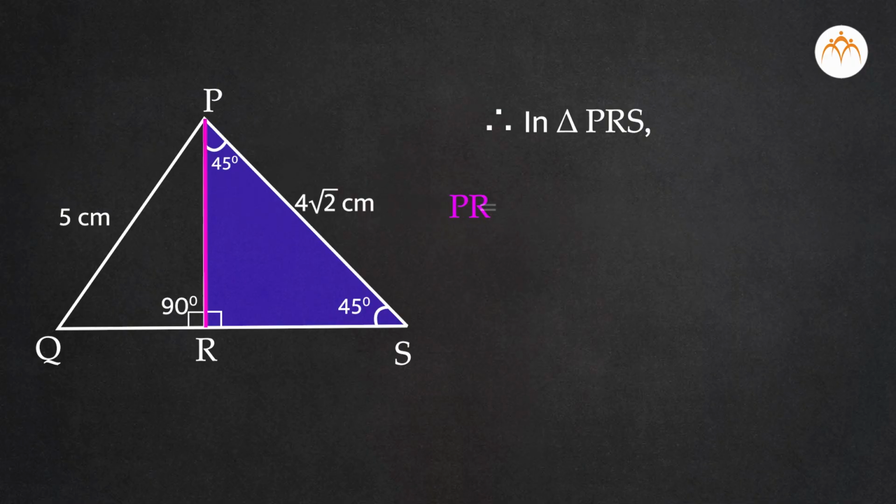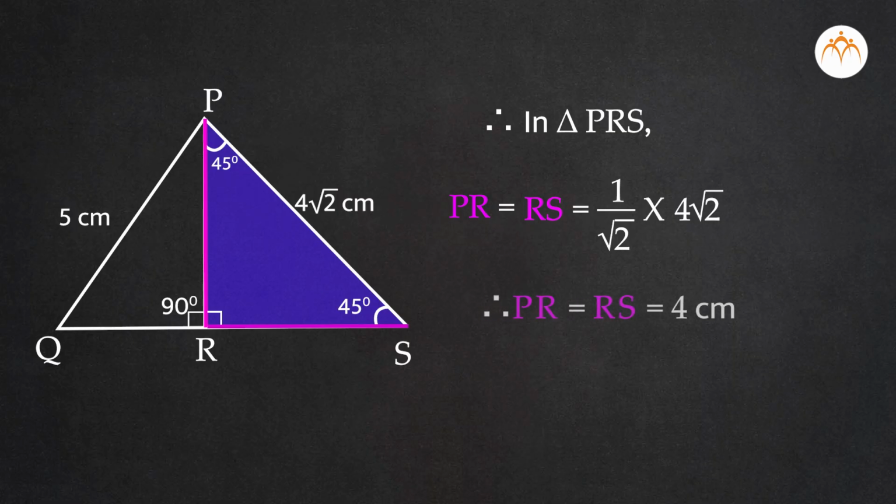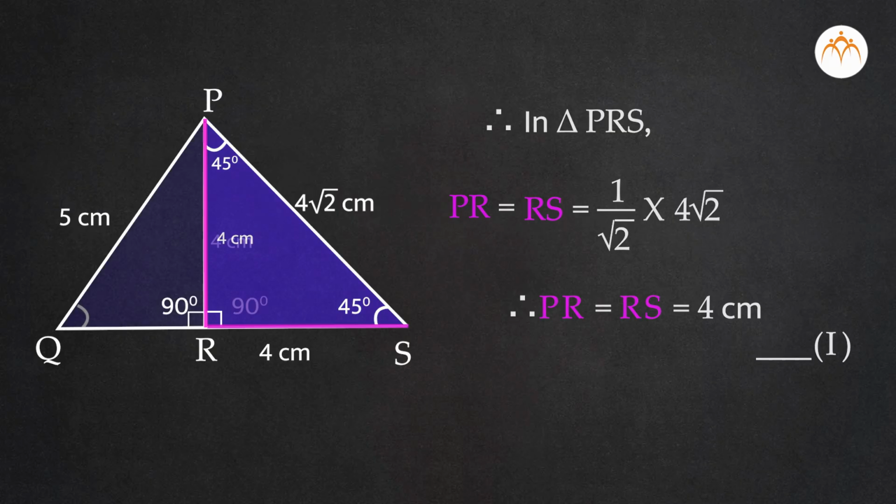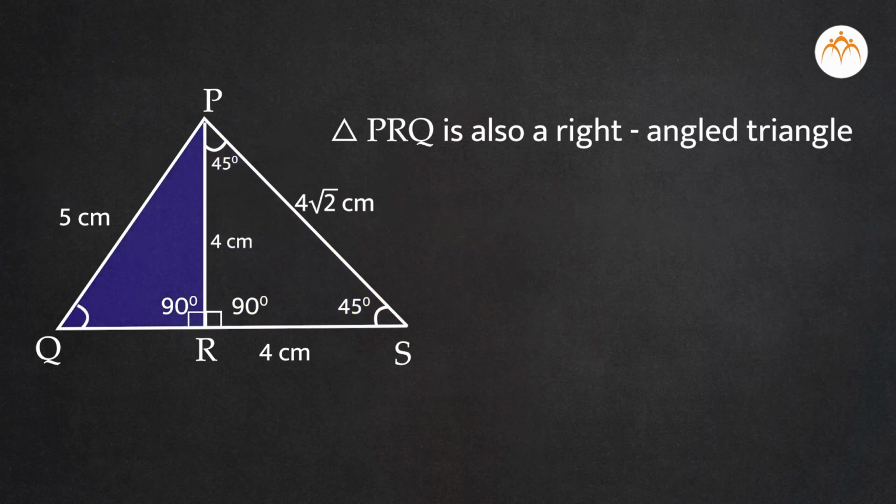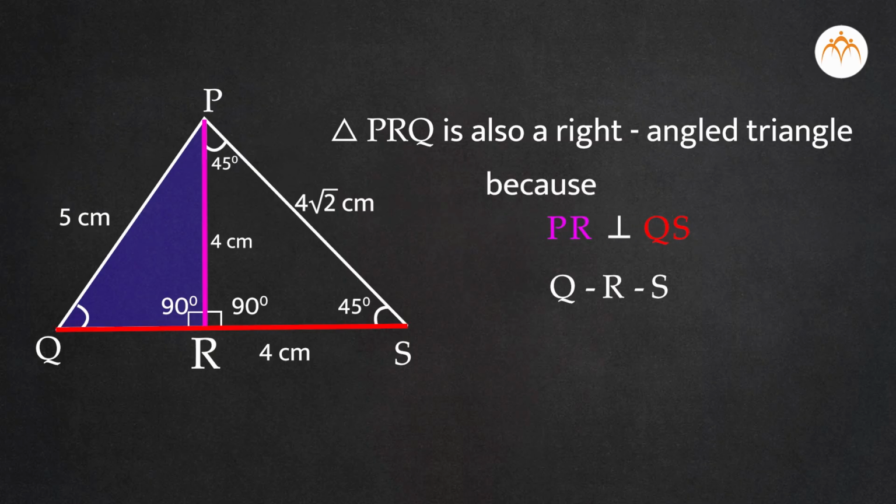Therefore, PR is equal to RS is equal to 1 upon square root 2 into 4 square root 2. Therefore, PR is equal to RS is equal to 4 centimeter. Equation 1. Triangle PRQ is also a right angle triangle because PR is perpendicular to QS and point R lies between point Q and point S.